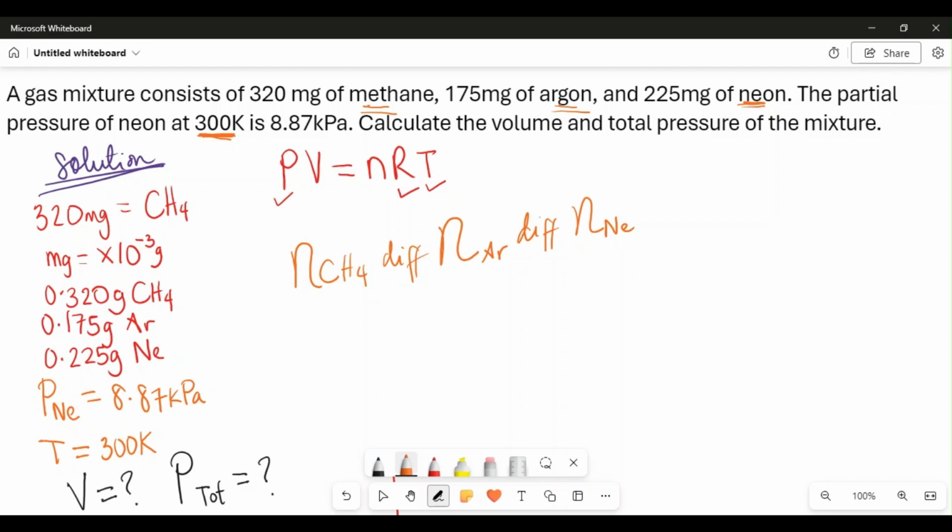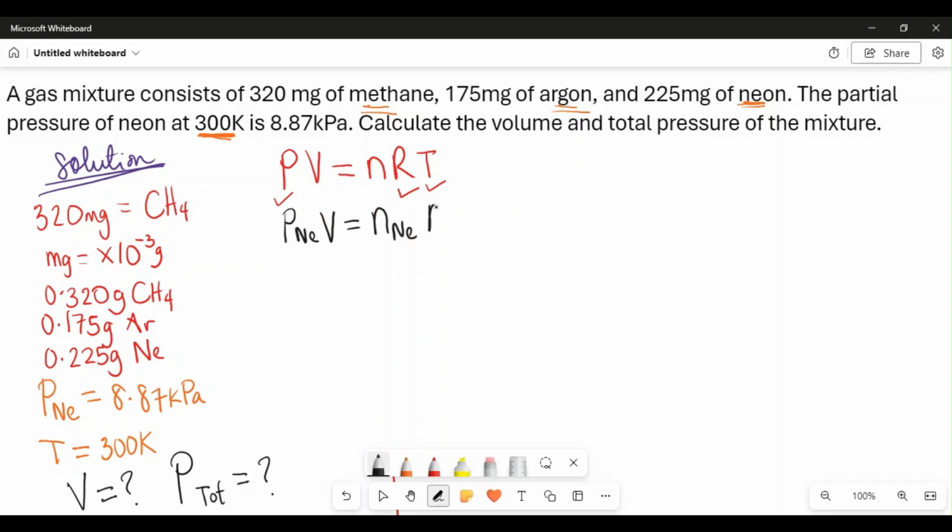The pressure would be different, and also the number of moles would be different. So we've been given just the number of moles. We've been given just the pressure of neon. So we're going to have to use the number of moles of neon to solve this. The pressure of neon times the volume equals the number of moles of neon times R times T.